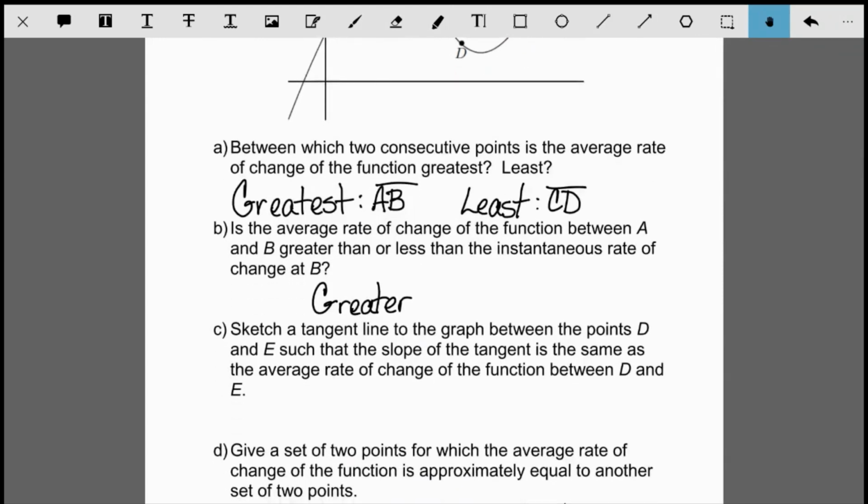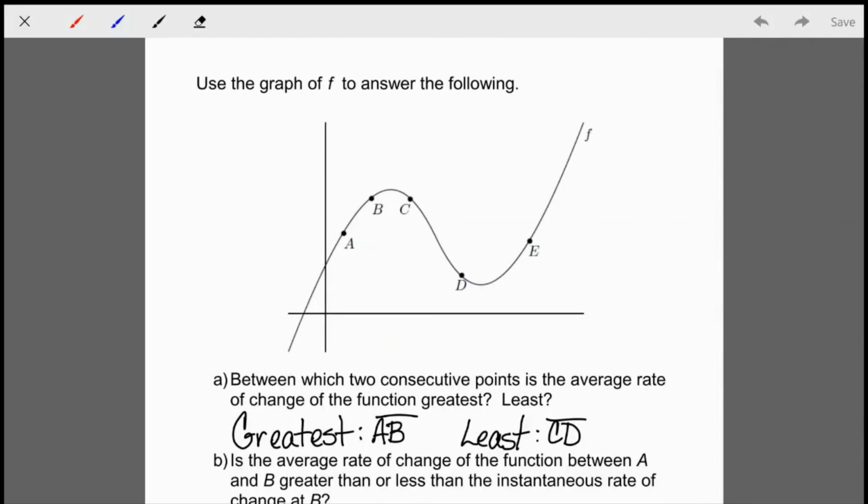Okay, C, it says sketch a tangent line to the graph between D and E such that the slope of the tangent is the same as the average rate of change between D and E. So what we're trying to do here is use that secant slope and translate that line down to create a tangent line that is roughly parallel to the secant line. And you can see there I've got a tangent line and a secant line that are parallel. This is actually the mean value theorem, which we'll talk about later on. You don't have to know that right now.